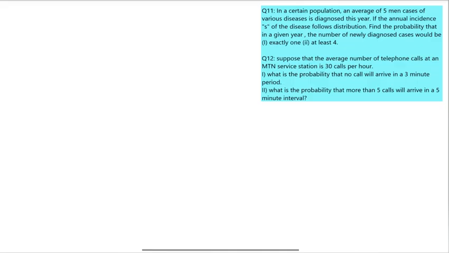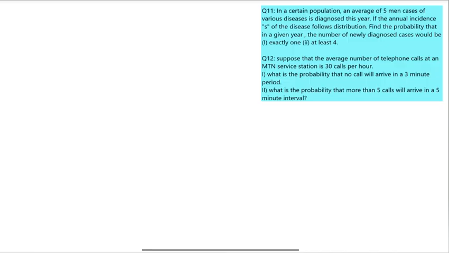Okay, so question 11. In a certain population, an average of 5 men cases of various diseases is diagnosed this year. If the annual incidence of the disease follows a Poisson distribution, find the probability that in a given year the number of newly diagnosed cases would be exactly 1 and at least 4.